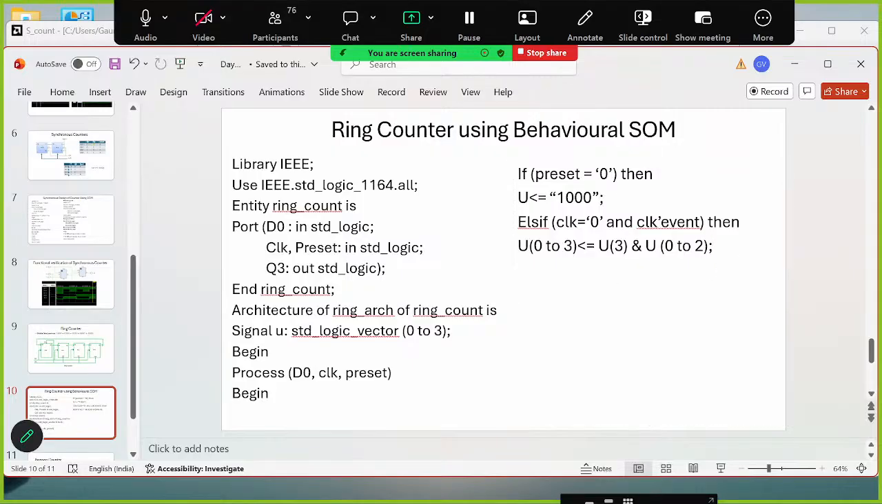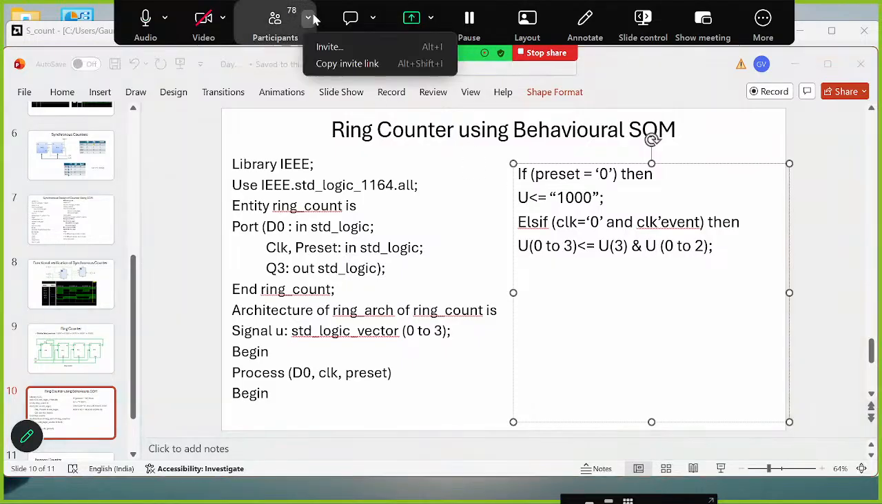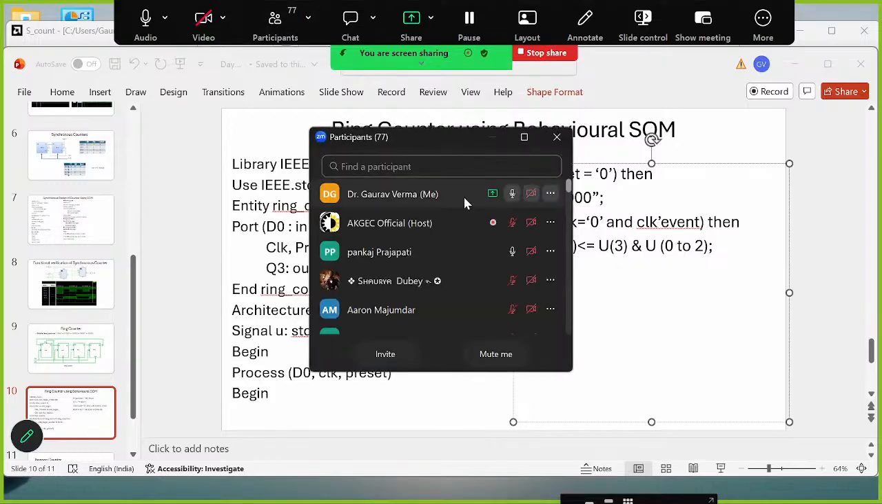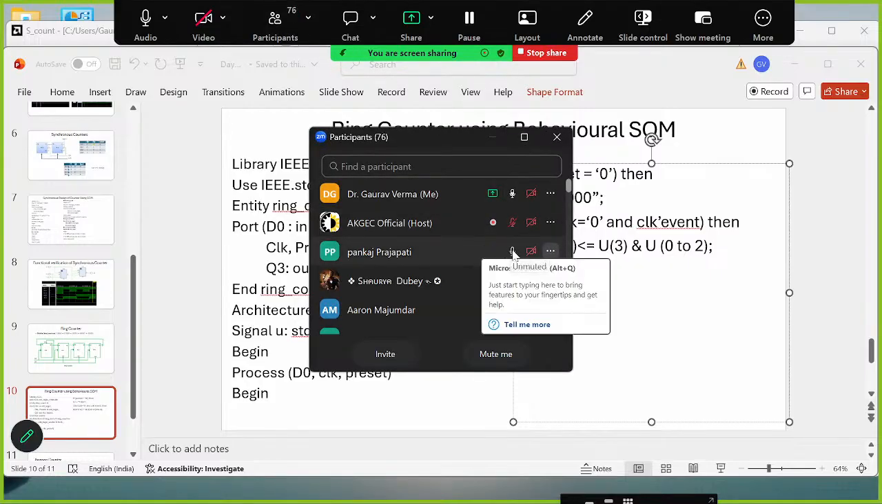Okay. So this operator over here is called the concatenation operator. This operator is called the concatenation operator. It will basically connect two strings together. Okay. It is going to connect two strings together.